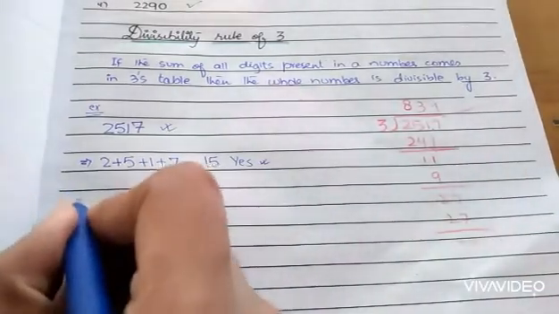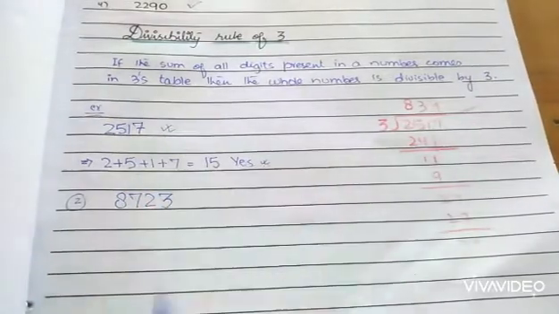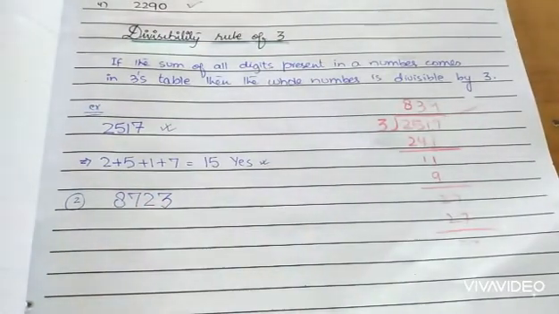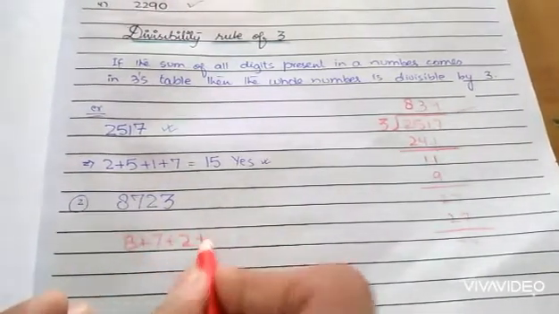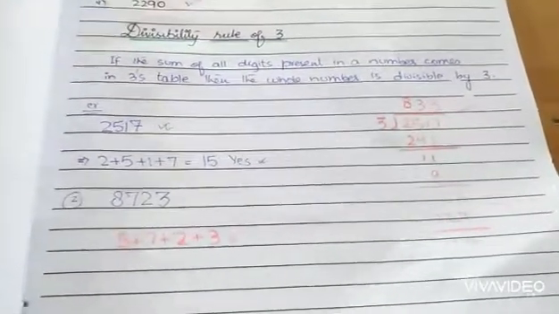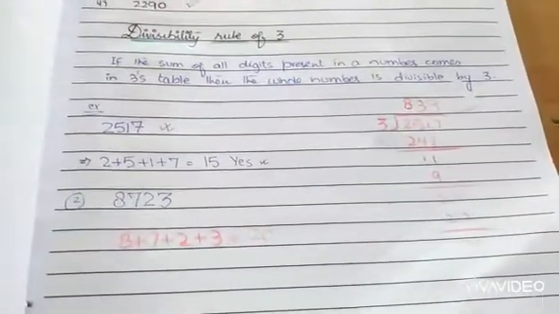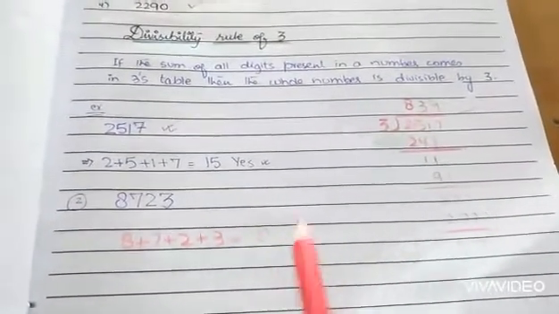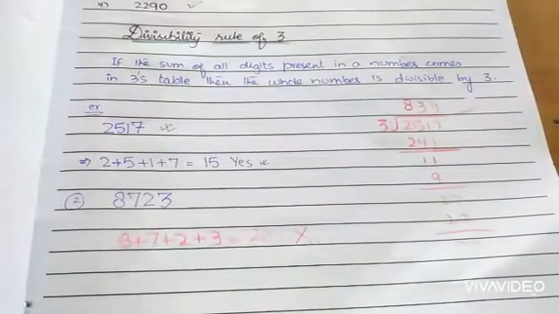Now if I ask you, is 8723 divisible by 3 or not? Okay, so let's check. 8 plus 7 plus 2 plus 3. 8 and 7, 15. 15 and 2, 17. 17 and 3, 20. Does 20 come in the table of 3? No, it means this number is not divisible by 3.